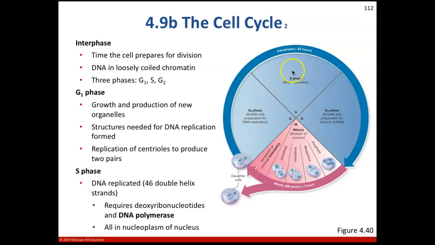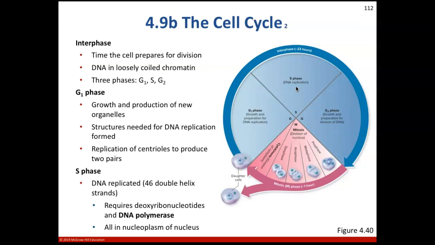In our S phase, our DNA is going to be replicated so that we have 46 double helix strands. In order to do this, we need an enzyme, and that is going to be our DNA polymerase.